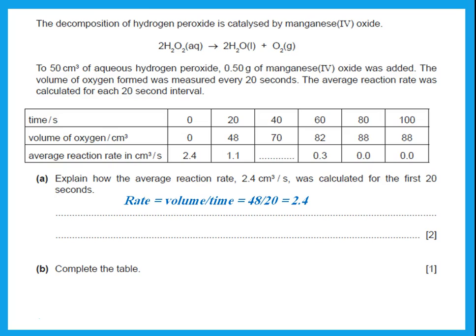Now he wants you to complete the table. Now the rate that you're going to draw in these dotted lines is the rate for the time between 40 seconds and 60 seconds. So between 40 seconds and 60 seconds, this is 20 seconds. Now how much gas was collected in that period? It's from 70 to 82. So actually they collected 12 centimeter cubed in the 20 seconds. So 12 over 20, that comes out to be 0.6. So that is what you put in the graph.